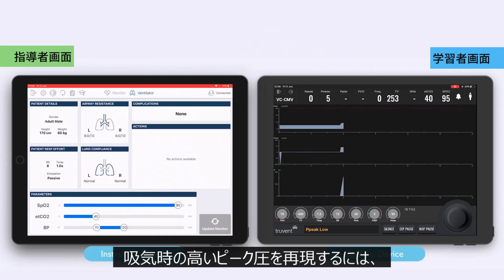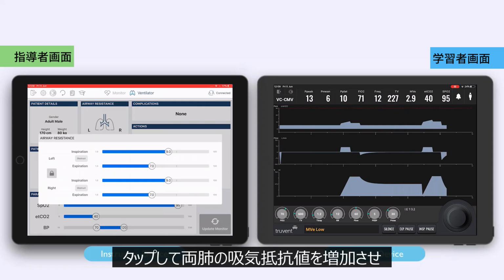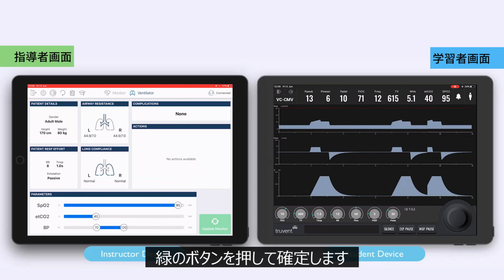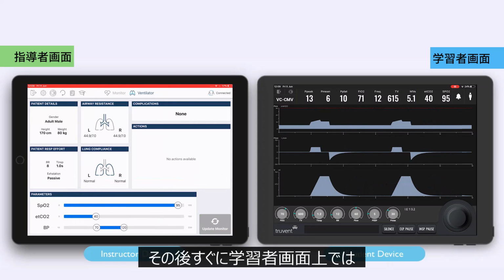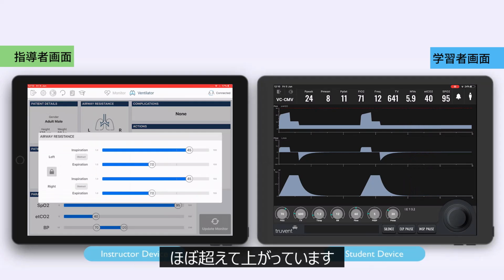To simulate a high peak pressure during inspiration, the instructor can select a high inspiratory resistance from the main panel, tap the airway resistance tile, and then increase both inspiratory resistance values and confirm by pressing the green button. You'll see straight away on the student screen that the peak airway pressure has jumped up, almost encroaching the P max value, which is currently set at 30.